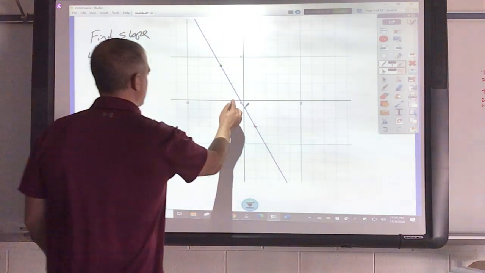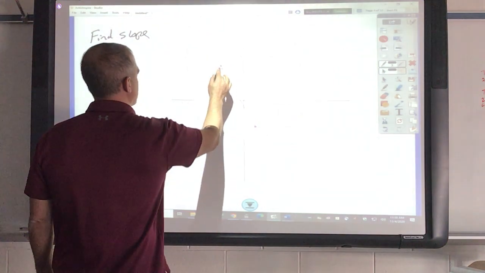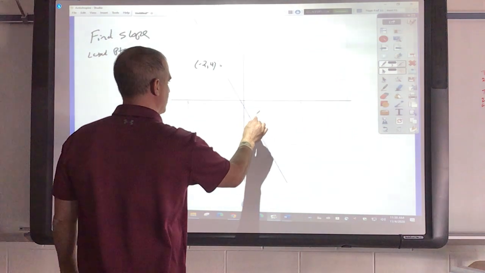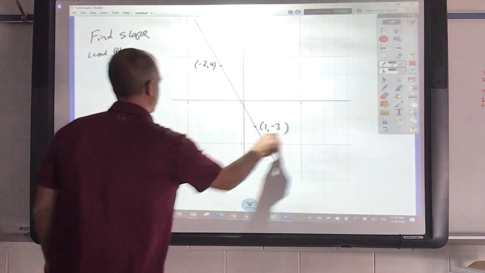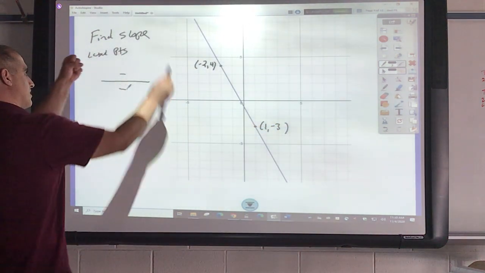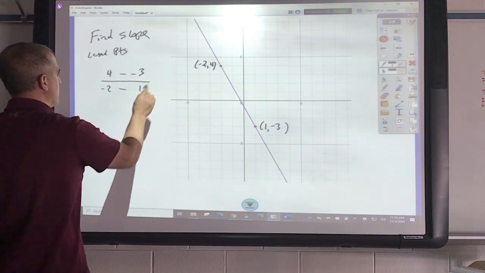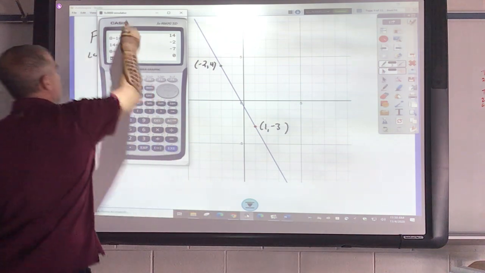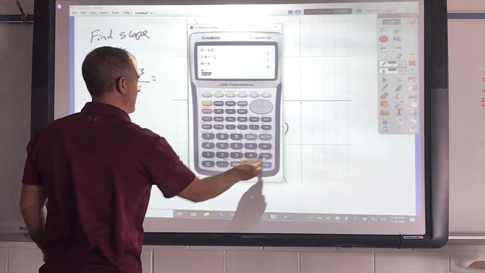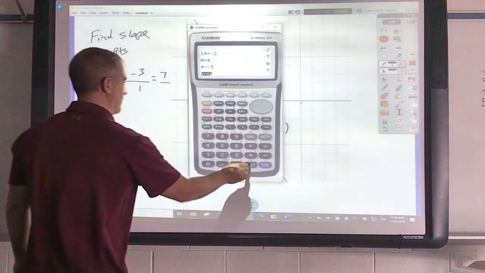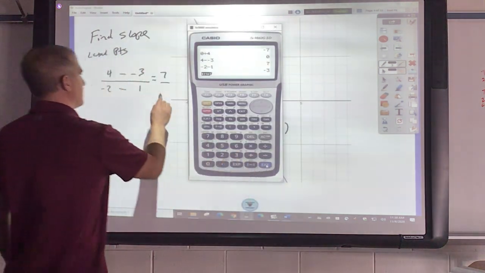But in this case, this would be -2 over 1, 2, 3, 4. So it's -2, 4. This is 1 over 1, 2, 3 down, 1, -3. So I'm going to turn the wheel, 4, -2. Turn the wheel, -3, 1. All right, so 4 minus -3 is 7, and -2 minus 1 is -3.